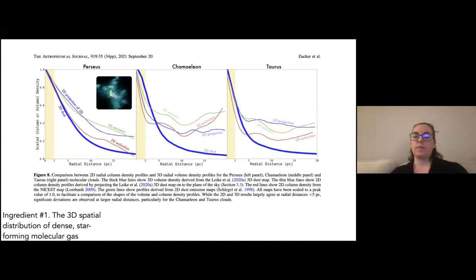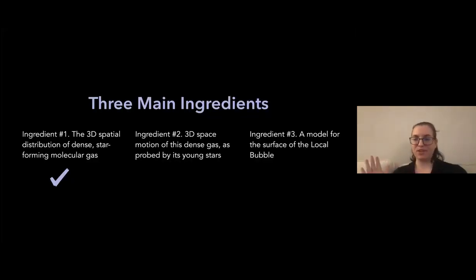As a result, we also know precisely where they are with respect to the sun, to about 1% distance uncertainty. So we do now have a map of the 3D spatial distribution of dense star-forming molecular gas. So that's ingredient number 1. So good, we have 1 ingredient.